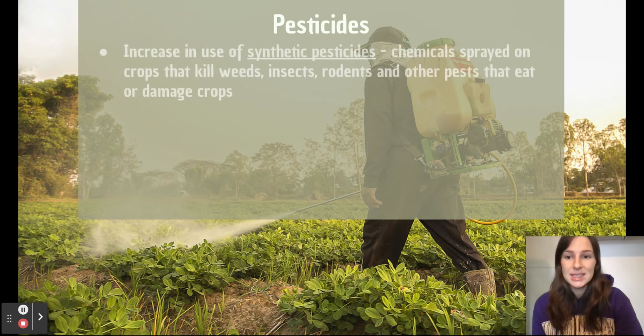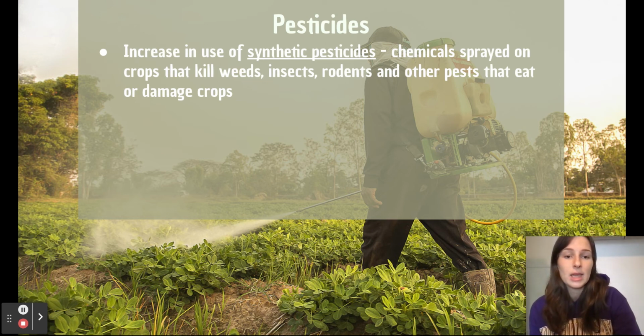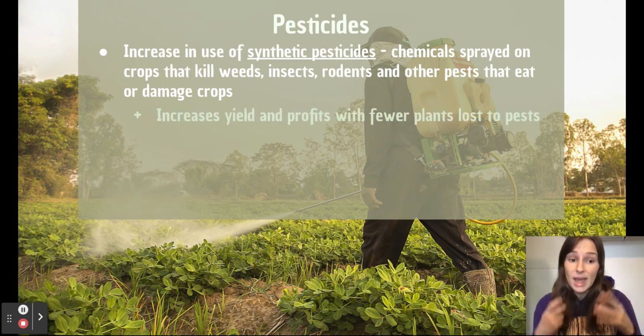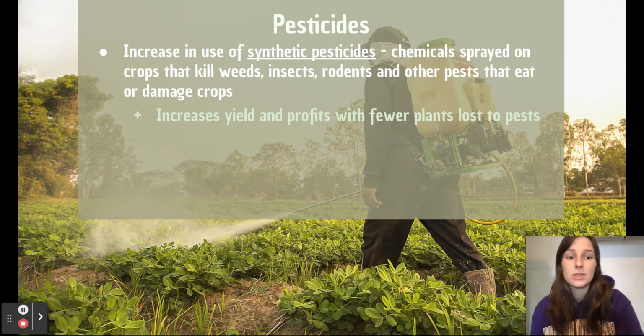All right, pesticides. Now, this is an increased use of synthetic pesticides, chemicals that are sprayed on crops that kill weeds, insects, rodents, and other pests that can eat or damage crops. We have had a huge increase in these since the Green Revolution. Now, again, this increases yields and profits with fewer plants lost to pests. Again, increased yield equals more people having food to eat.